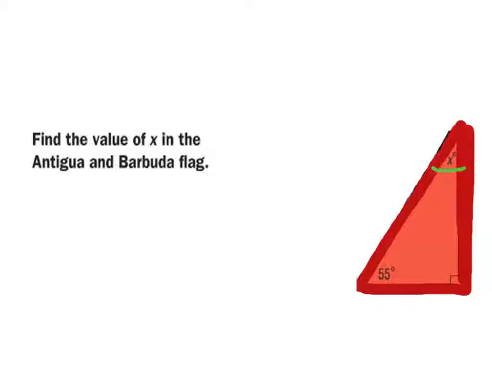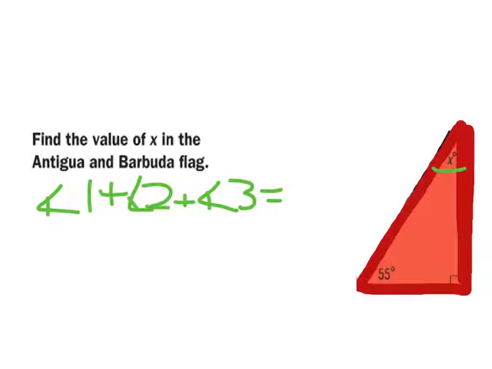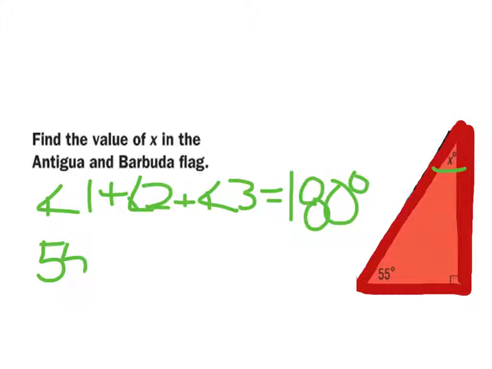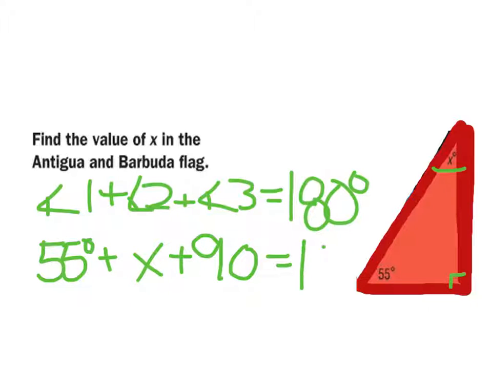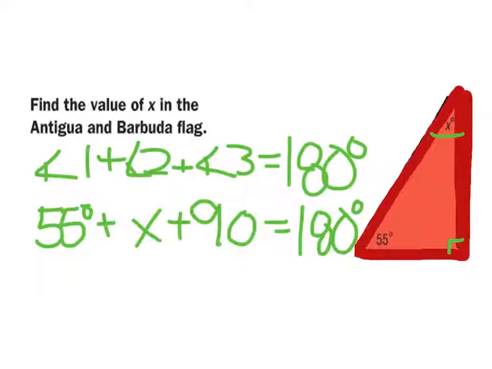So there's our X angle. Remember, we've got these three angles, and we need to add them together. So angle 1 plus angle 2 plus angle 3 should equal 180 degrees. Let's say angle 1 is 55 degrees. I'll add that to angle 2, which may be the X, and angle 3. Notice it doesn't give us a number there, but it does give us that box. Some of you know already that means it's 90 degrees. This equals 180 degrees. And from here, we're just going to play the switch and stay game.